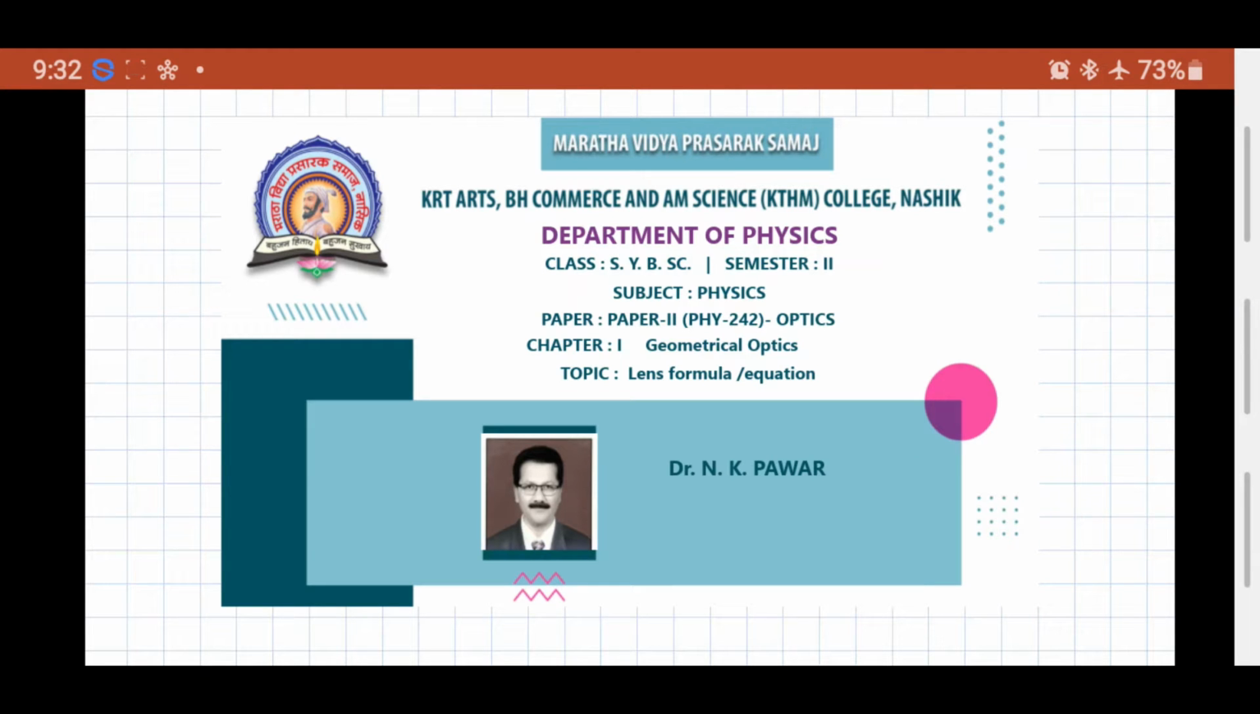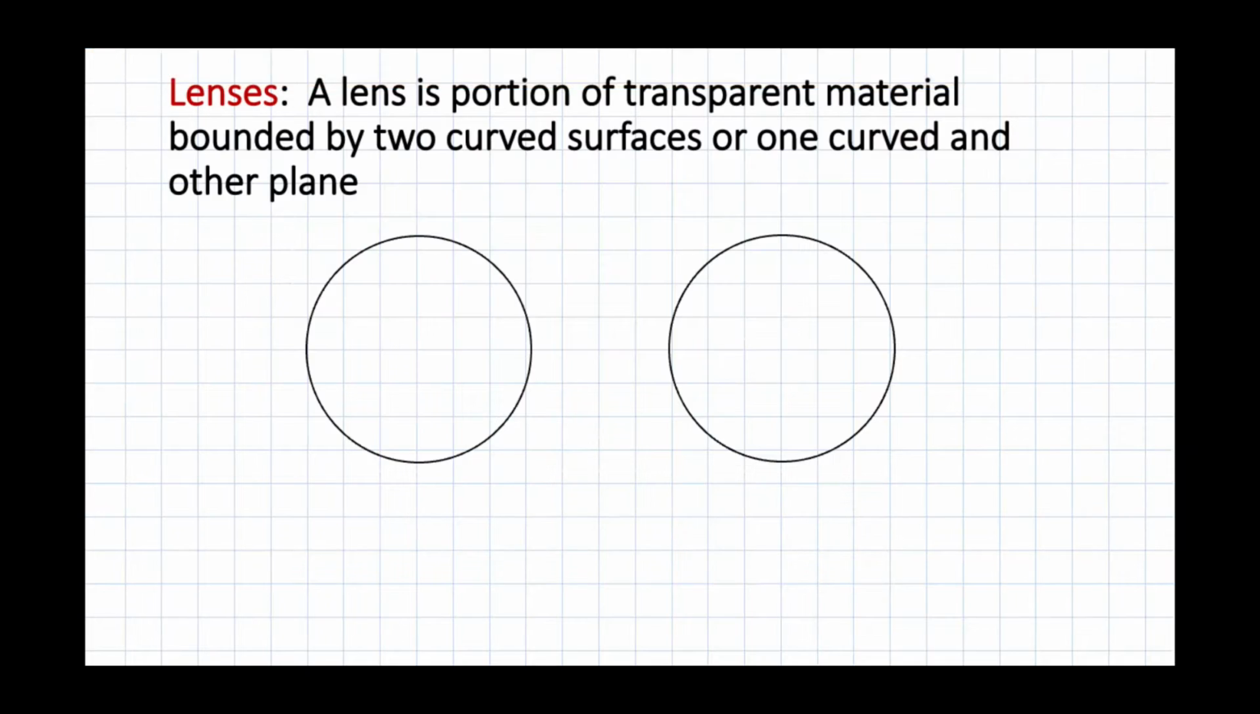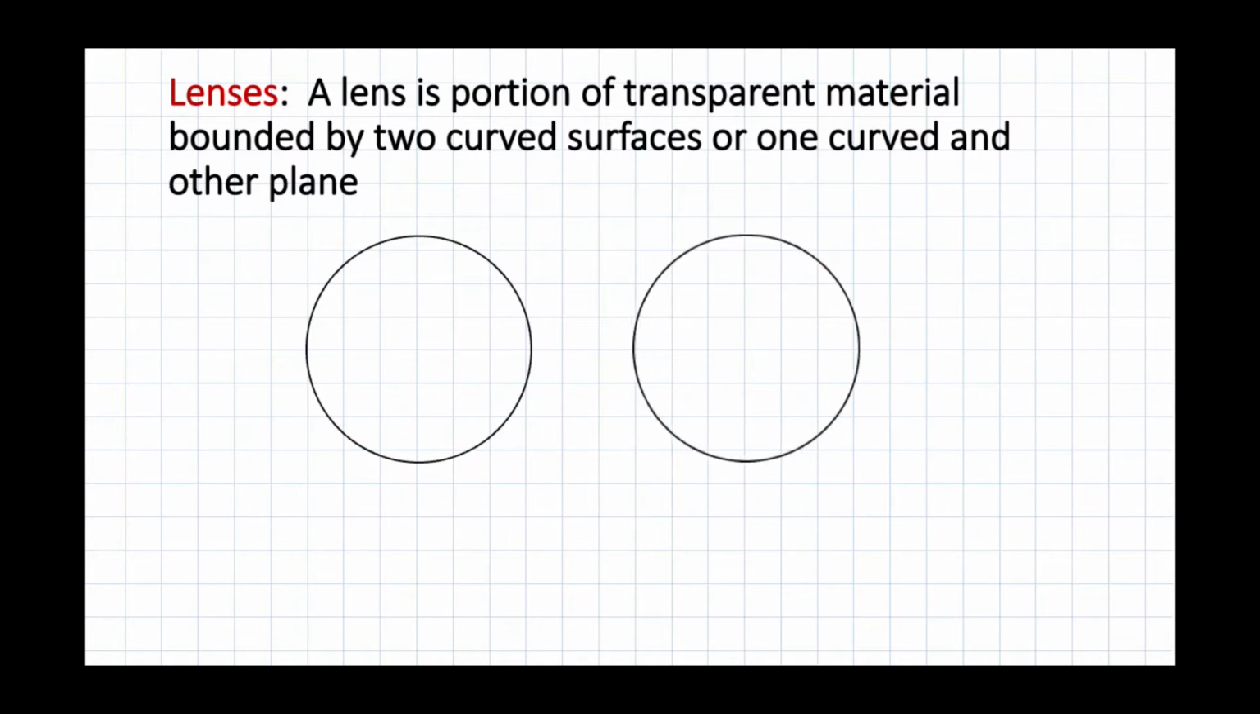Hello friends. So today we are going to see the topic Lens formula or Lens equation. Here we already saw in the last lecture that a lens is a portion of transparent material bounded by two curved surfaces, or one curved and one plane surface. So formation of lens, that we already saw.